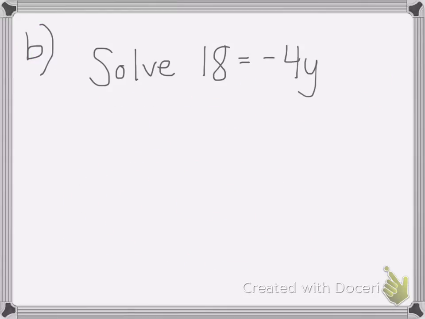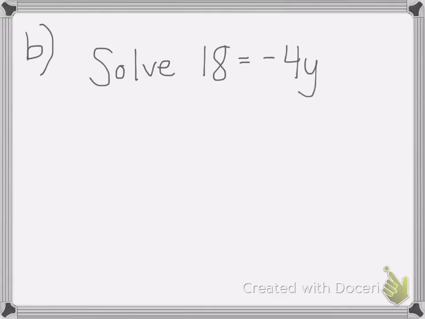Okay, so part B asks us to solve 18 equals negative 4y. Remember, it's like a game. What do we want to isolate? We want to isolate this y. We want it by itself. Okay? So what's bothering it? That negative 4. How can we get rid of that? Remember, inverse operations will undo it for us. It'll make it a 0. Or actually, in this case, it would make it 1. Okay, so if I confused you right there, don't worry, let me explain it again.